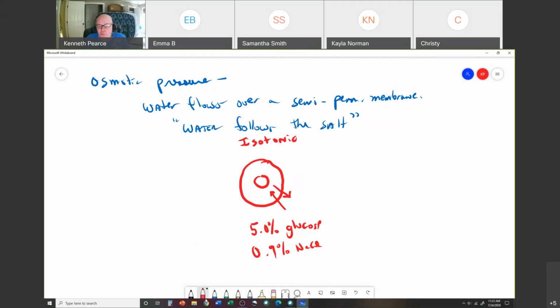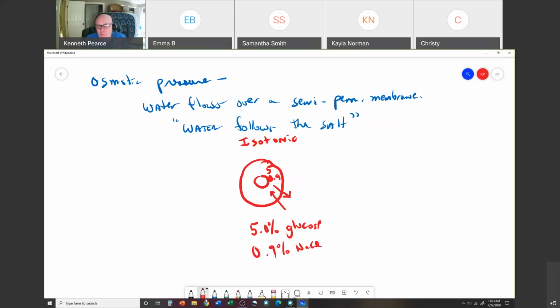All right, so the water is flowing equally. Now, the thing to keep in mind here is that we are pretending as if we have 5 and 0.9 on the inside. And so since you have the same on the inside as the outside, the water flows equally in both directions and nothing happens to the cell.